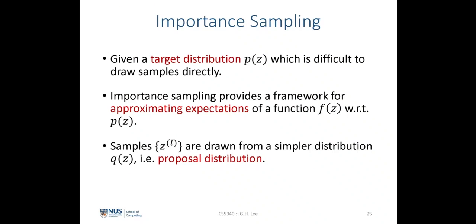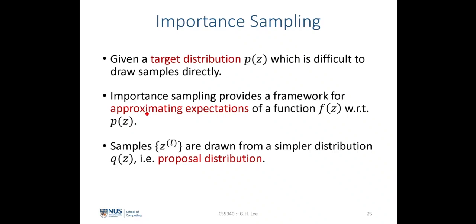Now we'll see an alternative to rejection sampling, which is called importance sampling. In contrast to rejection sampling, which rejects some of the samples and keeps others, we'll accept all the samples drawn from the proposer distribution, but we'll weigh them with what we call the importance weight. In addition to drawing samples from the target distribution, the importance sampling algorithm is also a framework for approximating expectations of a function with respect to a probability distribution.